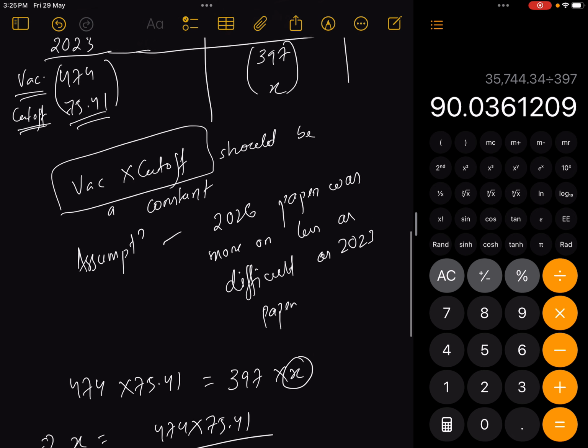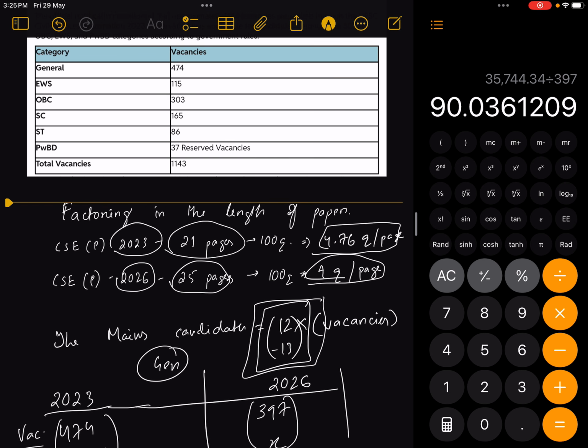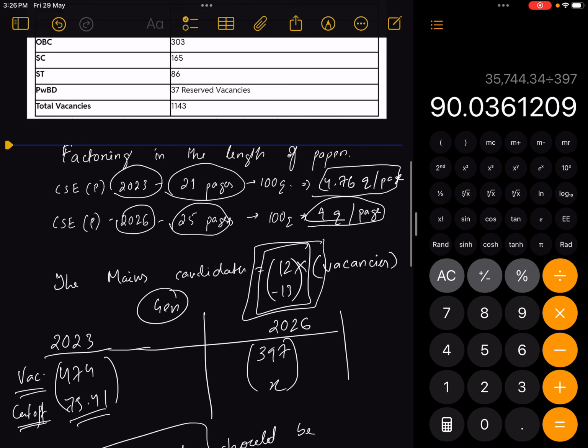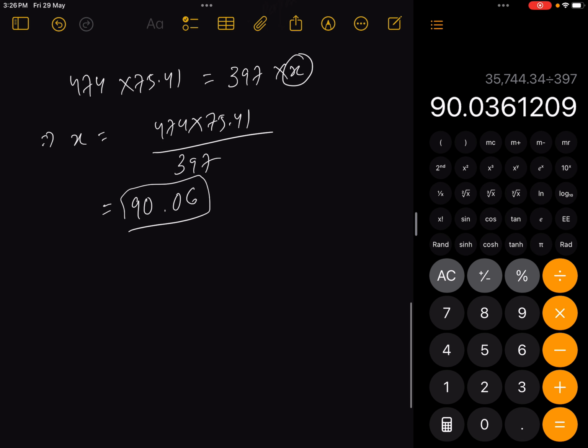Because as we have seen, the length of the paper in 2023 was 21 pages. That is 4.76 questions per page. And in 2026, it was 25 pages with 4 questions per page. That means the length of each question was even longer. So considering we complete the paper of 21 pages right on time, it might have been difficult for people to complete the 25-page paper. So let's compute how many questions people might have not been able to solve correctly or might have left due to the paucity of time.